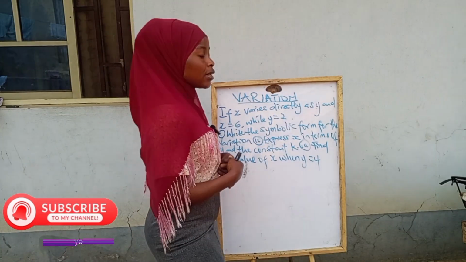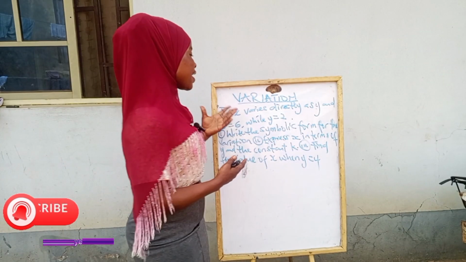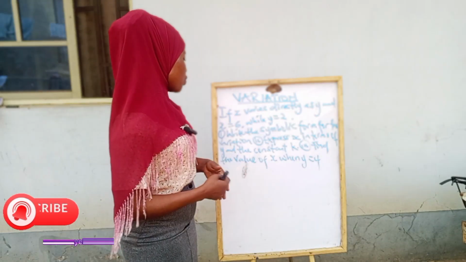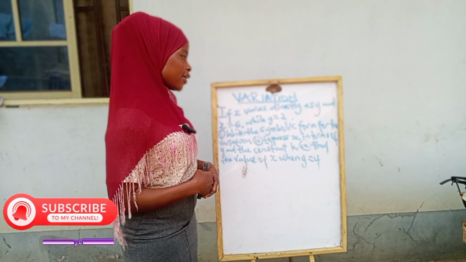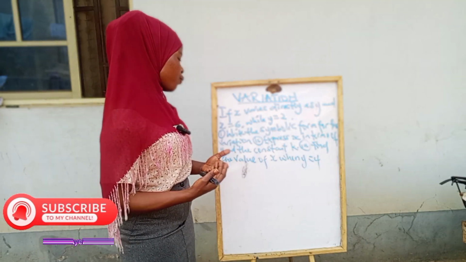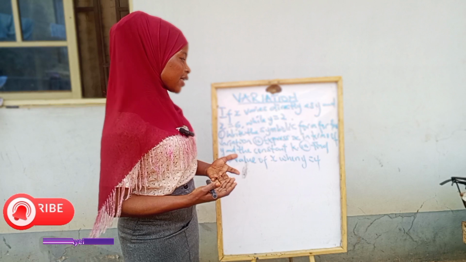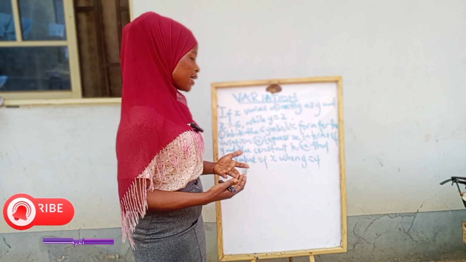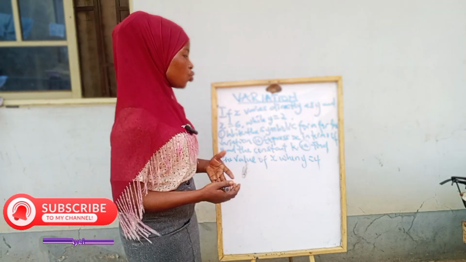This is a question on direct variation that says: if x varies directly as y and x is equal to 6 when y is equal to 2. 1. Write the symbolic form for the variation. 2. Express x in terms of y and the constant k. 3. Find the value of x when y is equal to 4.